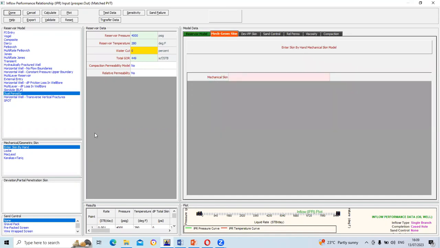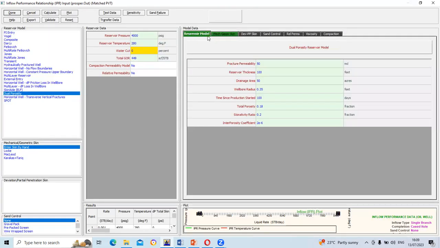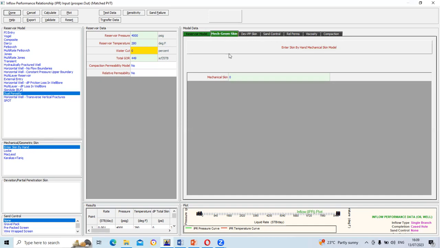Then we go now to our mechanical skin, things we have highlighted here. Remember that if you're bringing in the aspect of dual porosity, this other part must be highlighted. That means you have to put it. If there's no mechanical skin, you can still put 0 there. There's still no problem. You see, it turns green. It shows that there's no mechanical skin there.